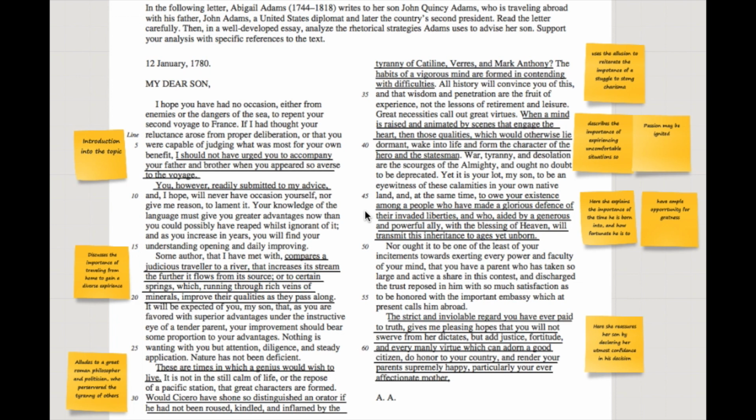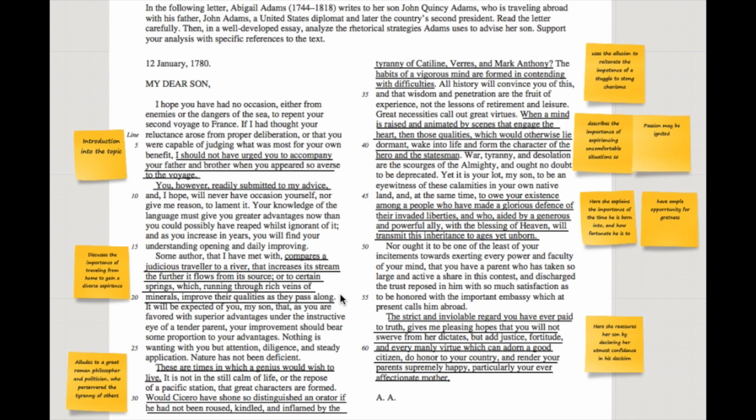The first thing that she does to explain this is use imagery to describe the importance of expanding one's horizons. She compares a traveler to a river, and the farther it goes from its source, the more minerals and strength it gathers. Basically she's trying to convince her son that by taking a risk, he'll have a greater payoff than if he decided to stay home and play in his nursery.